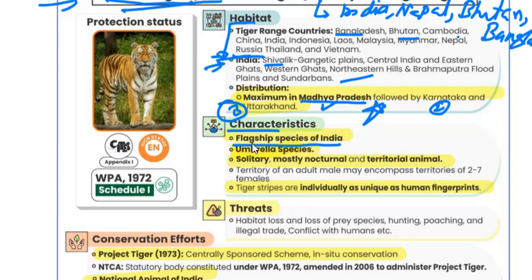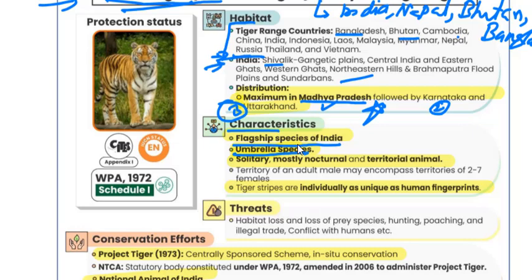Next, it is written umbrella species. New terms are given, like umbrella species. What are umbrella species? Umbrella means different fields can be covered under the umbrella. These are called umbrella species because conservation of these species indirectly protects many other species in the same habitat. By ensuring their survival, the entire ecosystem can benefit because they require a large area.